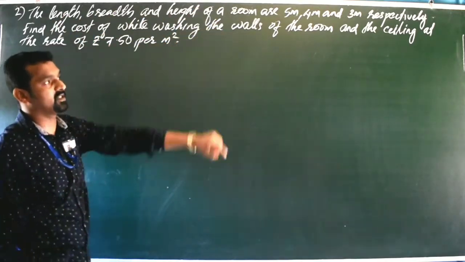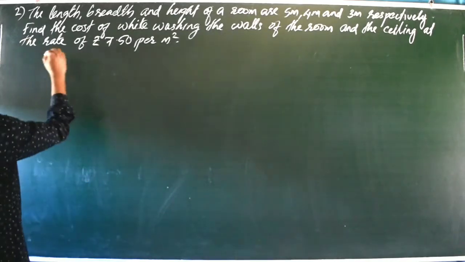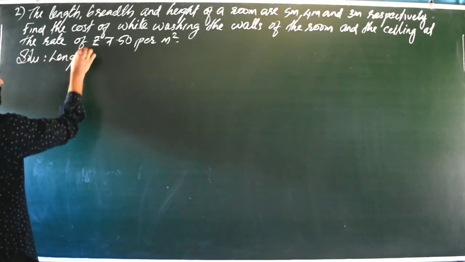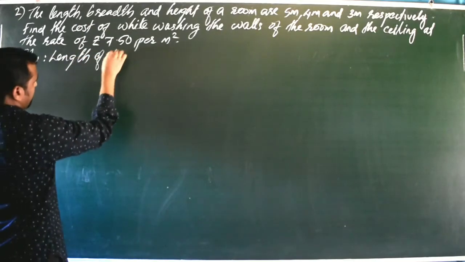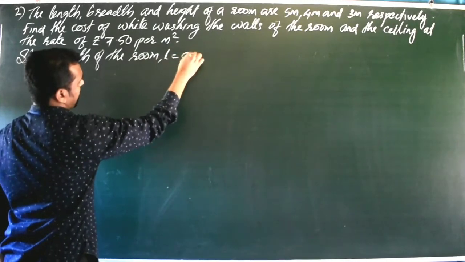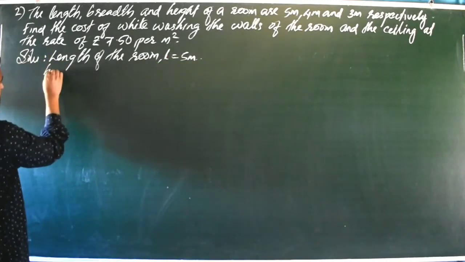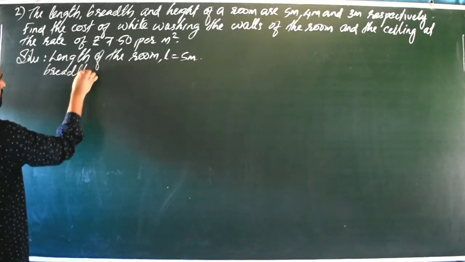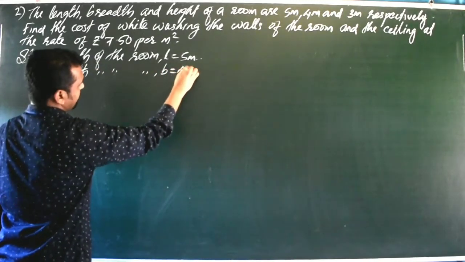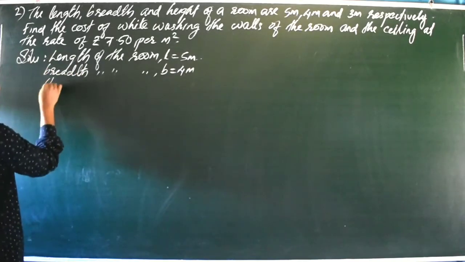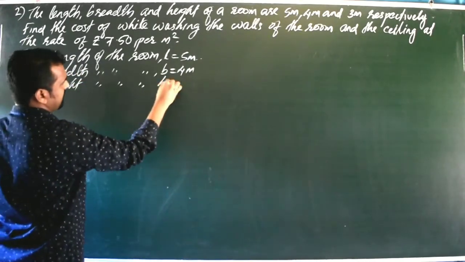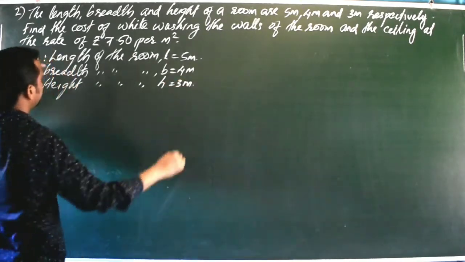5 meter, 4 meter and 3 meter. So here we can write: length of the room L is equal to 5 meter, breadth of the room B is equal to 4 meter, and the height of the room H is equal to 3 meter.